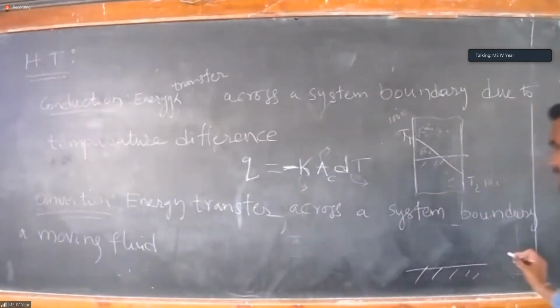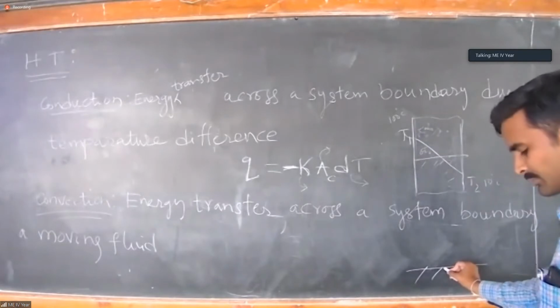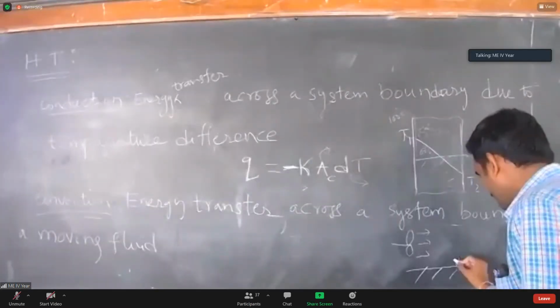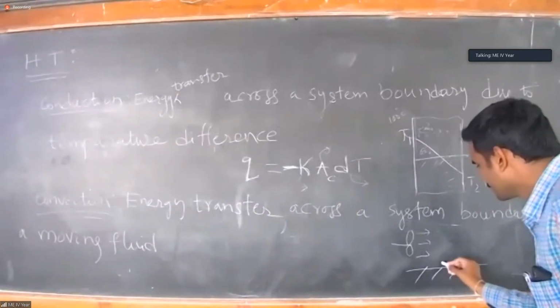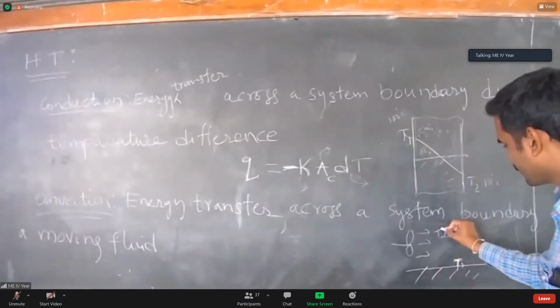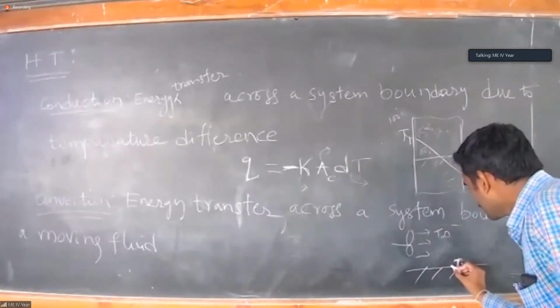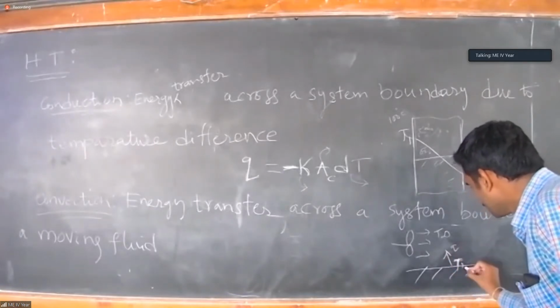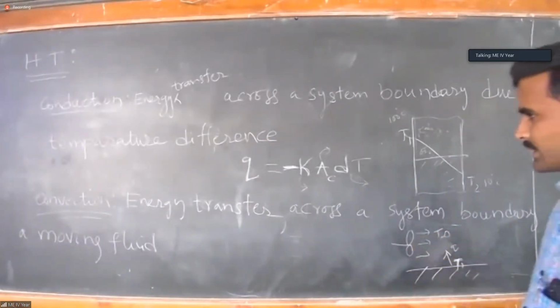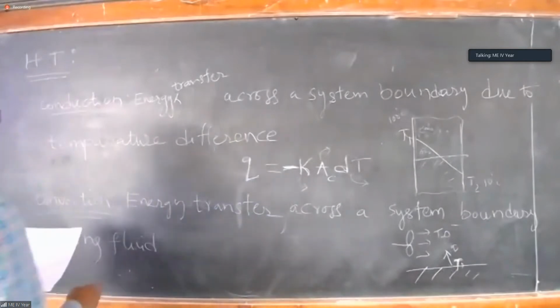So I have a surface, and this is at some higher temperature T1, and then I have a fluid, which is at T infinity. So this is lower than this. Then what will happen? Heat will be transferred from this to this. How? That is through convection. So how do you quantify that?